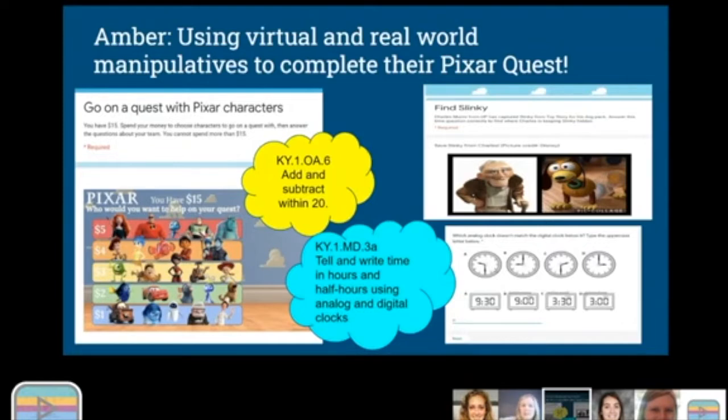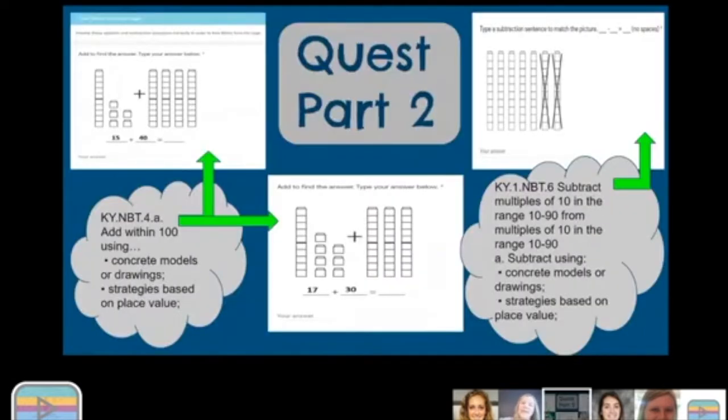So the next question, if we go to the next slide, is about adding and subtracting using place value understanding and visual models. So if the students answered this part of the quest correctly, then they would release Slinky from his cage and go on to part 3 of the quest. Next slide.